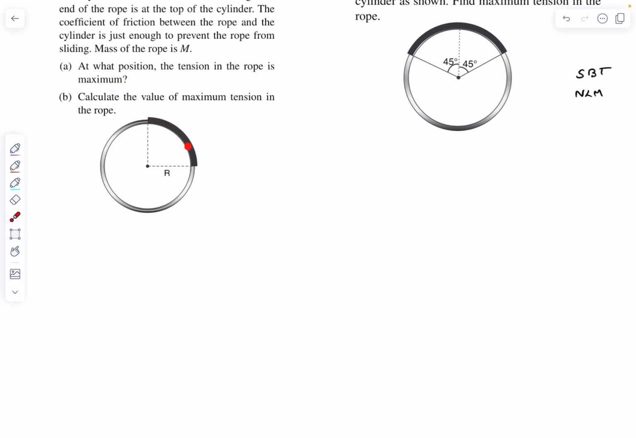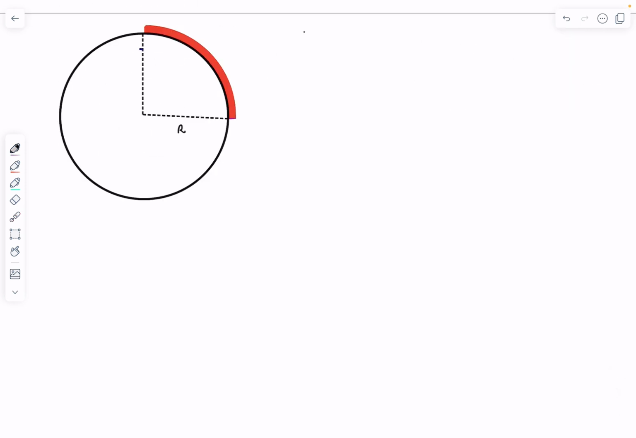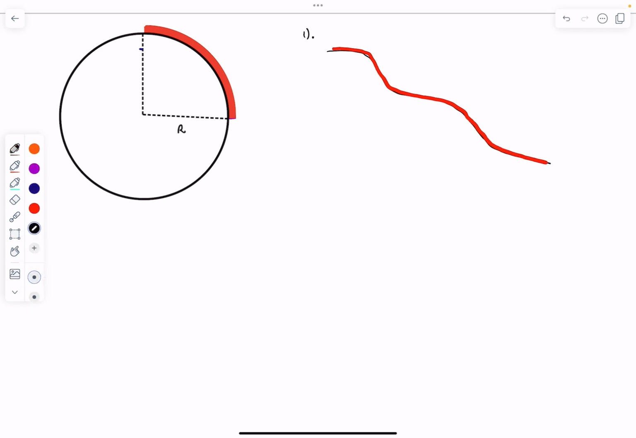So we need to figure out where tension achieves its maximum value along the rope, and also we have to calculate the maximum tension. Let's begin with the analysis. Before beginning with this question, guys, let's discuss a small result. Let's say we have some arbitrary curved trajectory, and we keep a chain or some kind of a rope along the trajectory, and then we release it. Obviously the curve actually continues, it doesn't stop here. If we release the rope, it will start sliding down, and it is going to have some acceleration a.